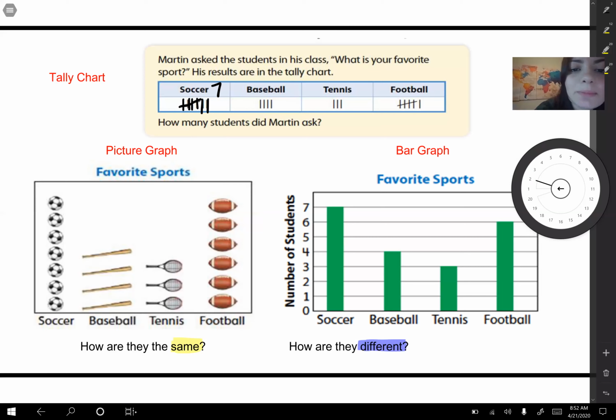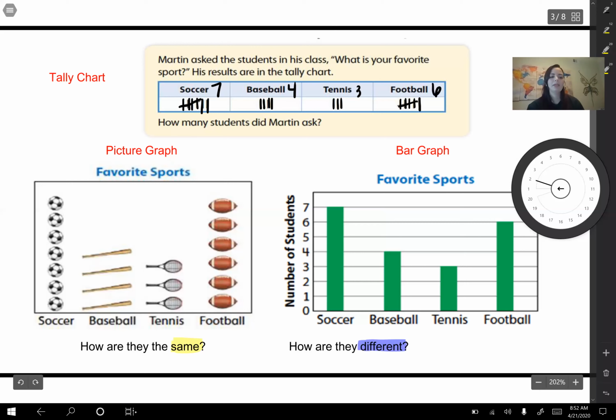So let's count baseball. 1, 2, 3, and 4. And tennis, 1, 2, 3. And football, 1, 2, 3, 4, and 5. Remember, 1, 2, 3, 4, 5, and then 6.